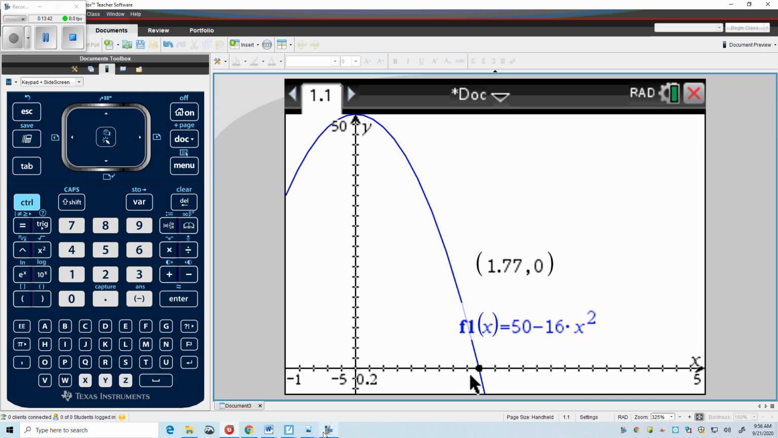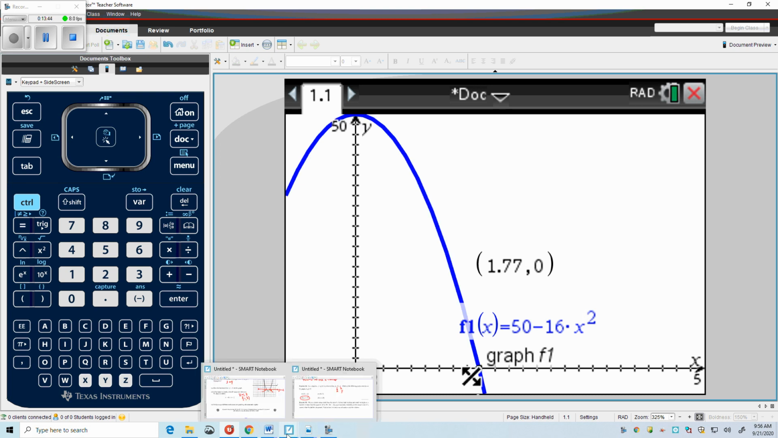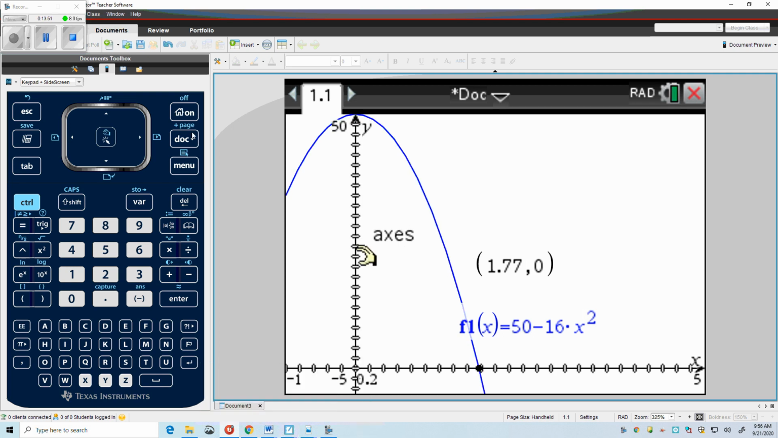Okay, so that's a little bit with our functions and our notations. We will practice this a little bit more in class. Come to class with any questions that you have, and I will help answer them for you.